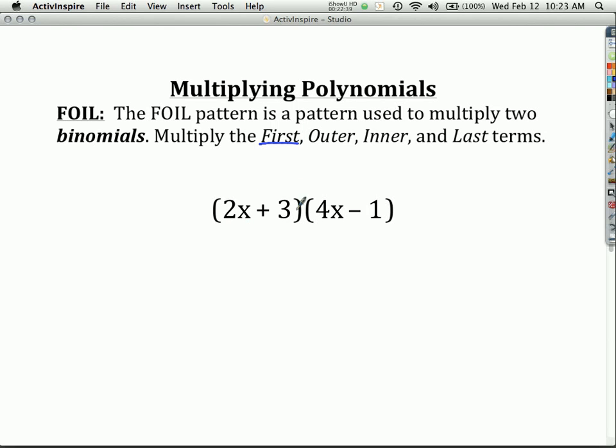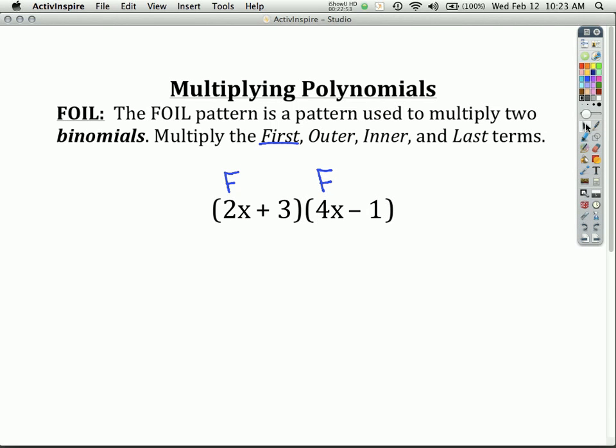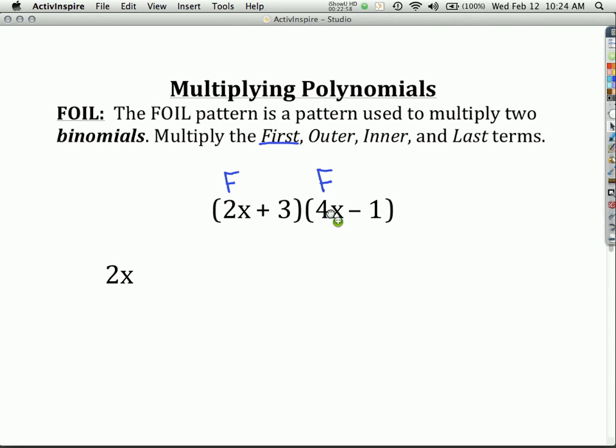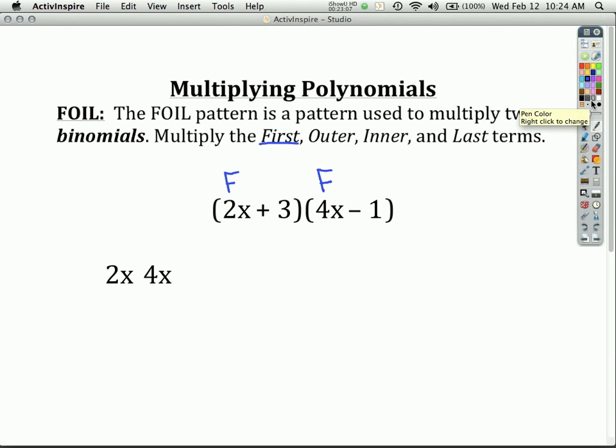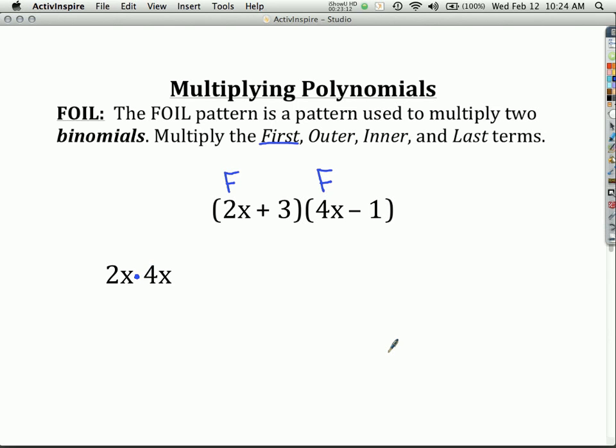So here's a binomial. This shows up first. Here's a binomial. This shows up first. And so what we're going to do is multiply those two together. So the 2x times the 4x. We're going to multiply them together. Any questions so far?